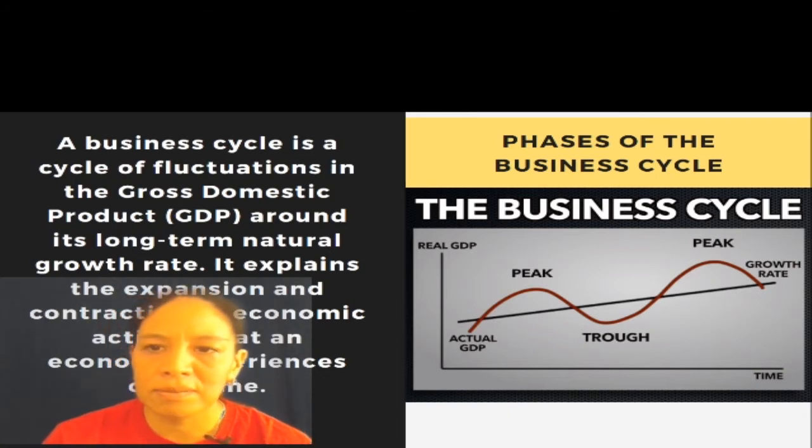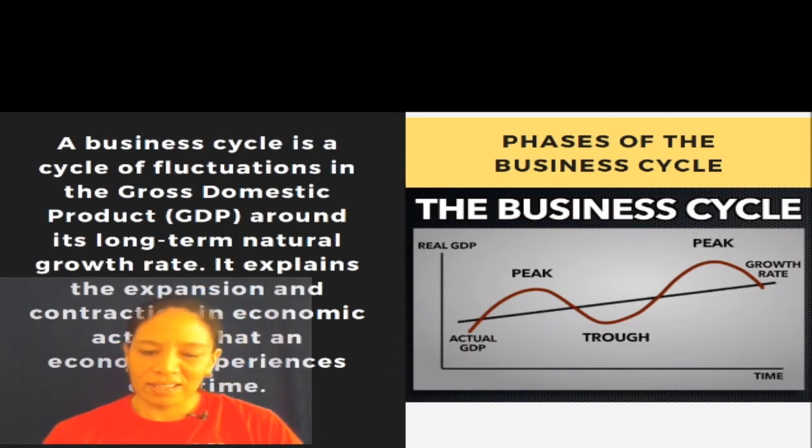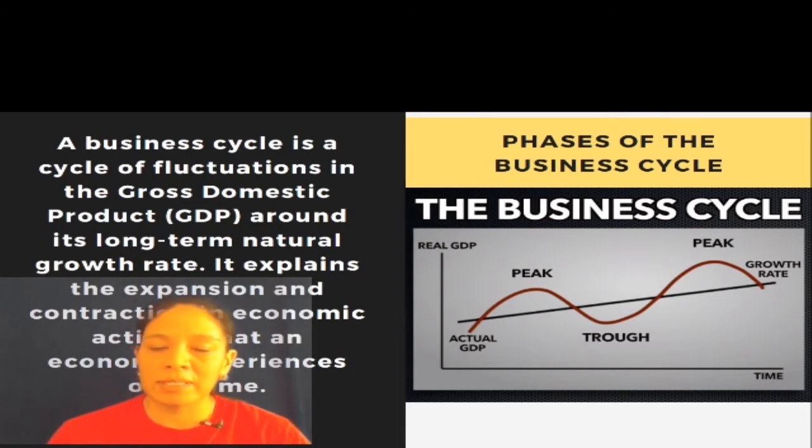Okay, there it is, so that you can have it in your notes. So a business cycle is a cycle of fluctuations. Fluctuations are changes in the GDP around its long-term natural growth rate. It explains the expansion and contraction in economic activity that an economy experiences over time.